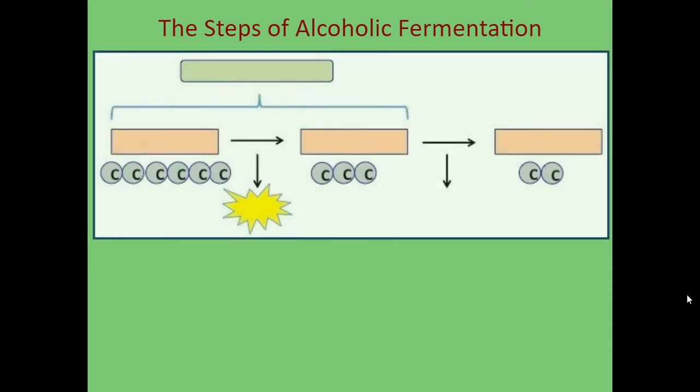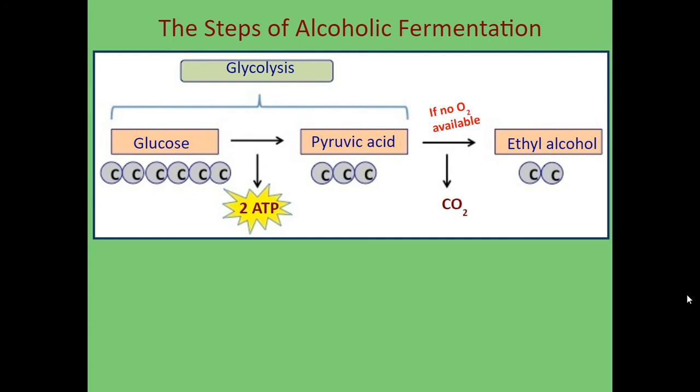Now, what are the steps involved in alcoholic fermentation? Remember, we always start with glucose, and that gets broken down in the process of glycolysis, which takes place in the cytoplasm of the cell. As a result, that pyruvic acid gets further broken down into ethyl alcohol in alcoholic fermentation. And from there, carbon dioxide will be released.